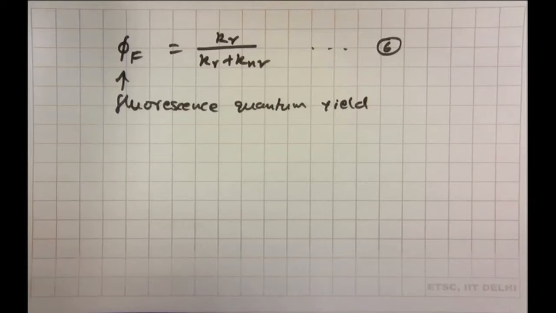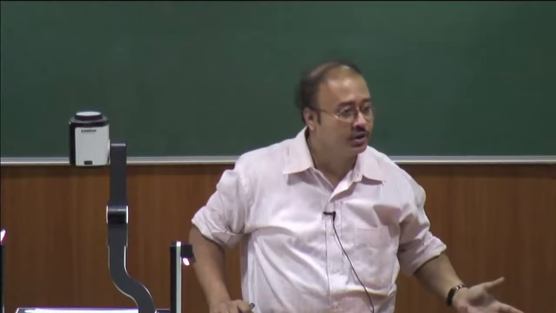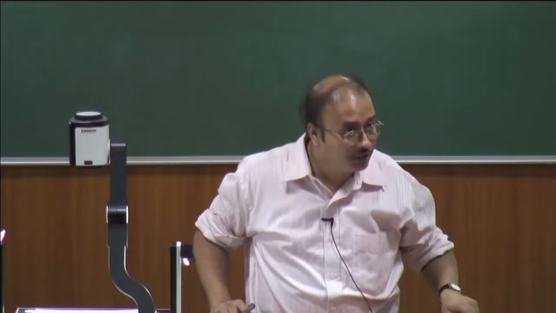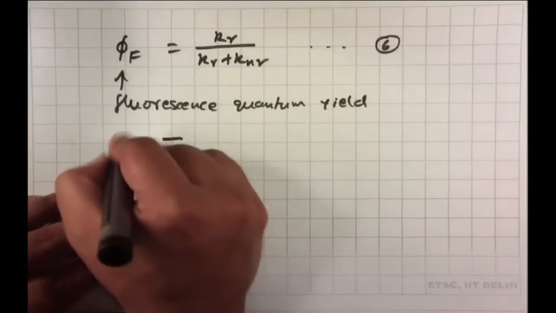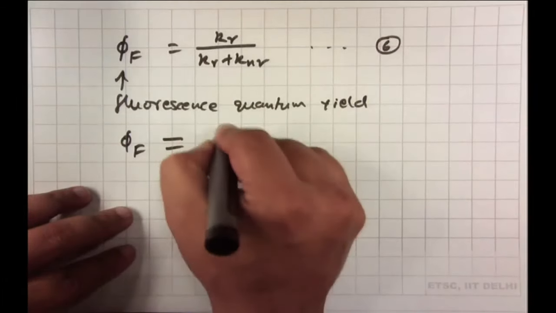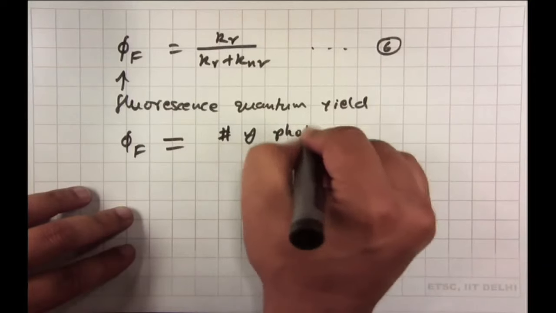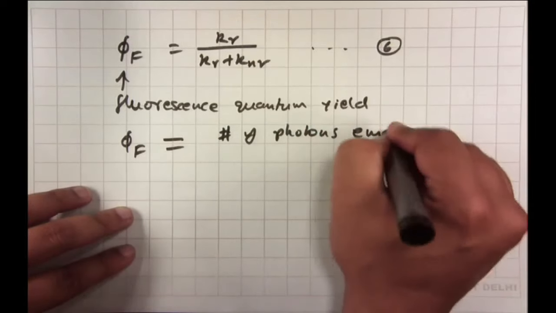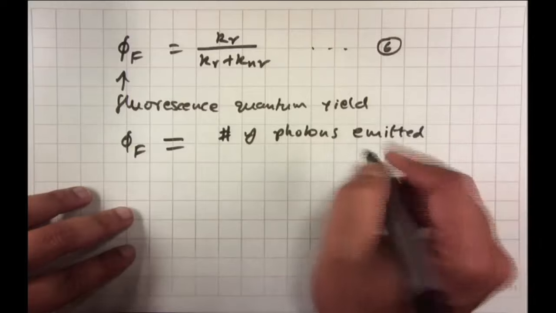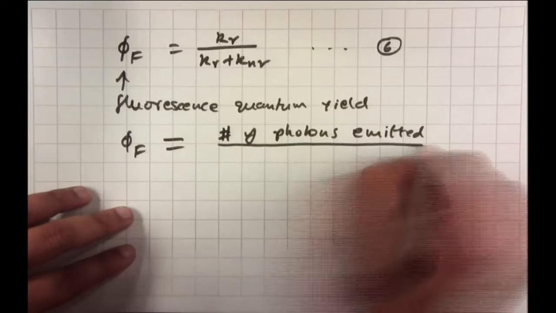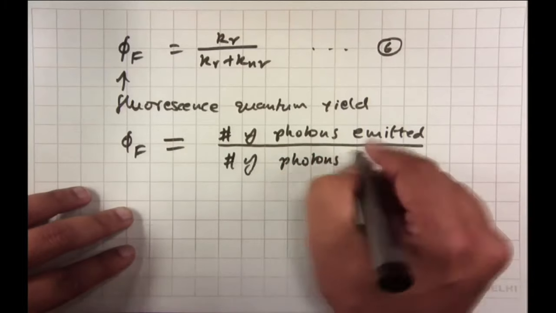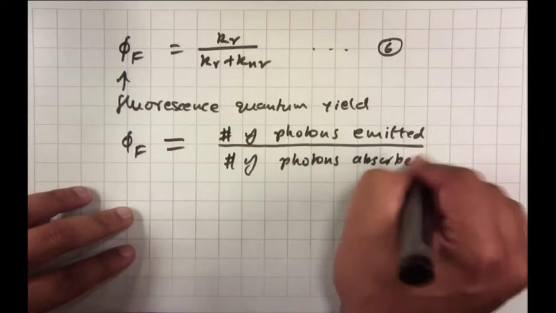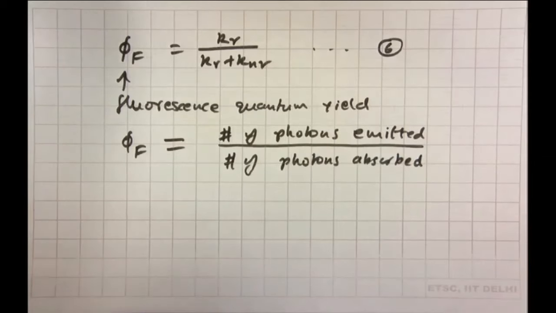Okay. Quantum yield calculation or measurement can be done separately, not an issue, people do it on a regular basis, right. So, essentially then the definition of quantum yield phi f is equal to the number of photons emitted over the number of photons absorbed. This is the definition of quantum yield. Okay.